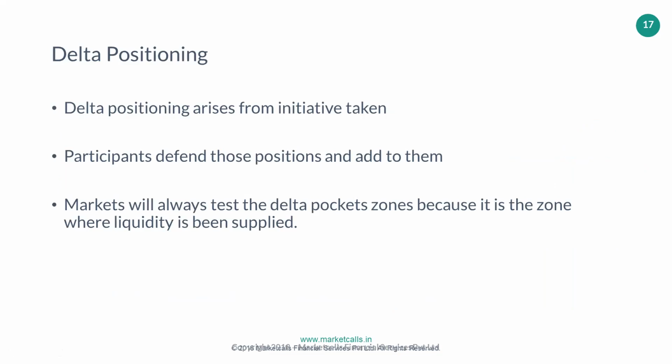So again, delta positioning. Delta positioning is one way you can find smart money entering, and while looking into the delta positioning, from the order flow perspective, the participants will be trying to add more to their positions there. I can draw an order flow block here.